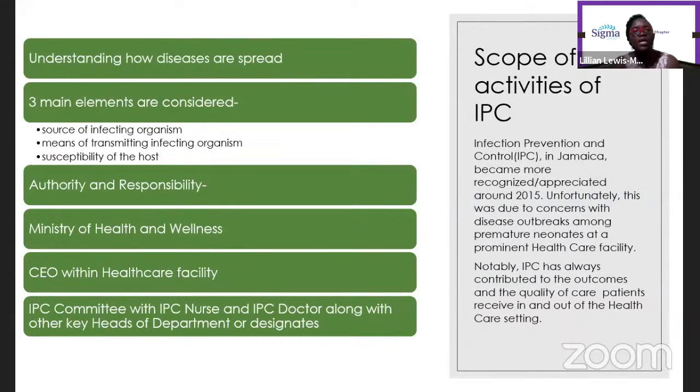All right. So the three main elements that we're going to be considering today are the source of the infected organism, the means of transmitting this organism, and the susceptibility of the host. In infection prevention and control, like I said before, there is an authority that guides this body. The authority and responsibility will come through the Ministry of Health. You will have the chief executive officer within the healthcare facility. You will have the IPC committee with the IPC nurse and the IPC doctor, along with other key heads of departments or their designates forming this committee to make infection prevention control happen.